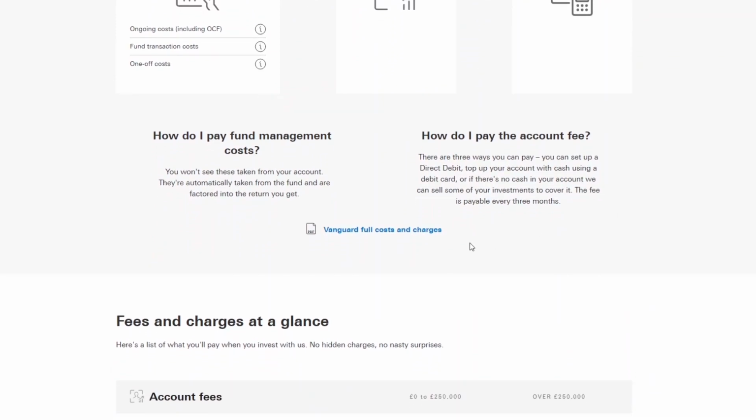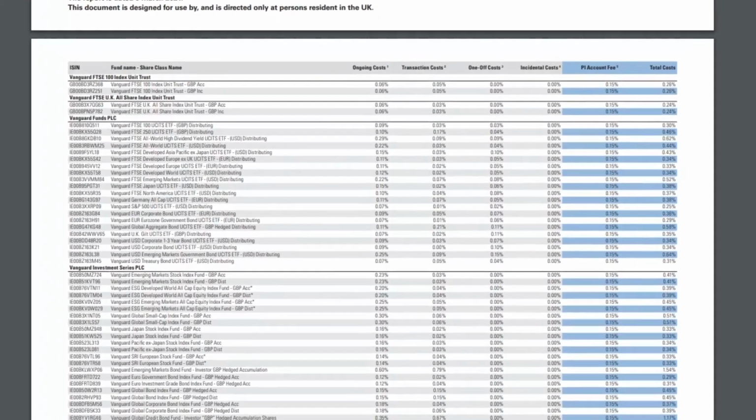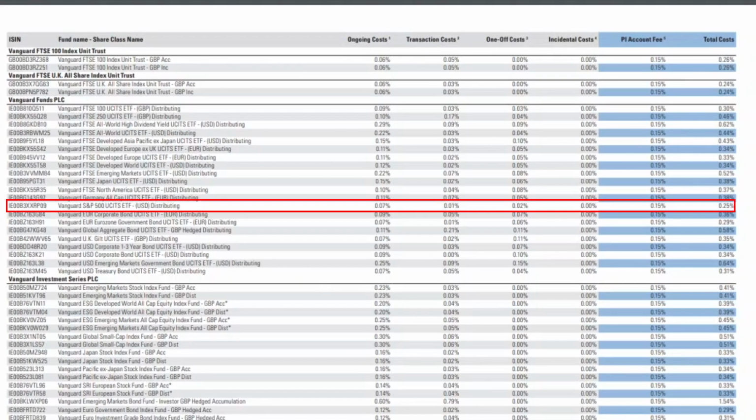You can click on the Vanguard full costs and charges link for a full breakdown of all of the costs associated with all of the funds. It brings up a PDF with a full cost breakdown. For example, you can see that the S&P 500 ETF has ongoing costs of 0.07%, transaction costs of 0.01%, one-off costs of 0.02%, and then the account fee of 0.15%, which adds up to 0.25%.